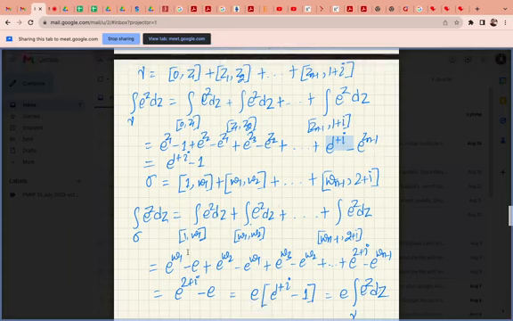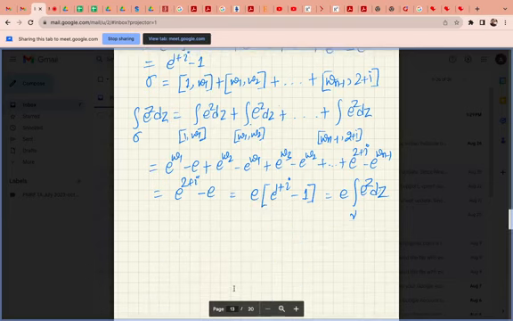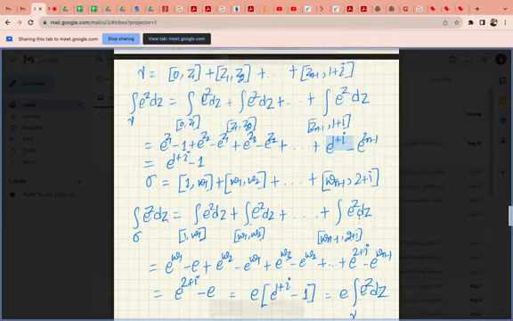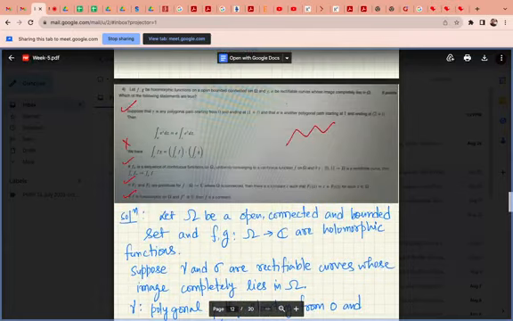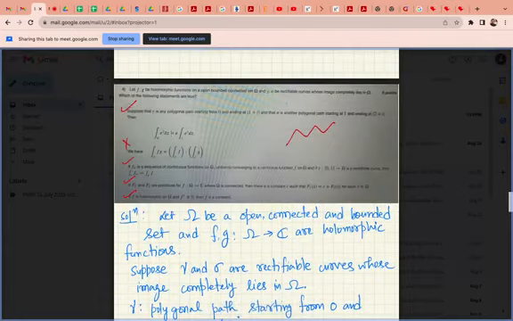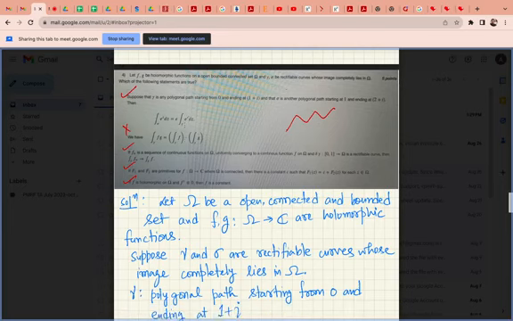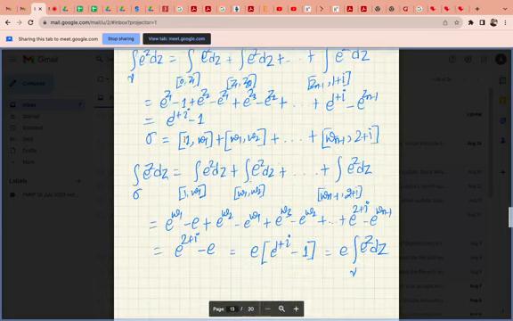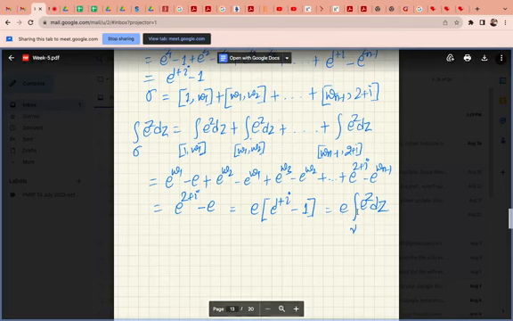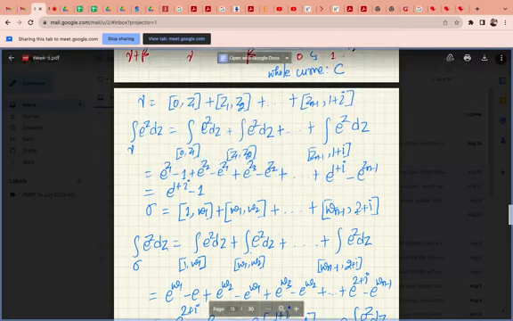So this will be e to the power 2 plus i minus e, which will be e into e to the power 1 plus i minus 1, which is nothing but e into the integral of e to the power z over gamma dz. Okay, so this option is correct. The integral of e to the power z over gamma is nothing but e into the integral of e to the power z over gamma. So we will get this here. Is this integration process clear?